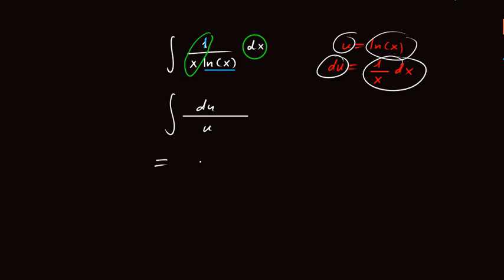And just as we saw before, the antiderivative of that is the natural log of u plus a constant. But then I have to back substitute ln of u, and u was ln of x. So in this case, it's ln of ln of x plus c. That's it.